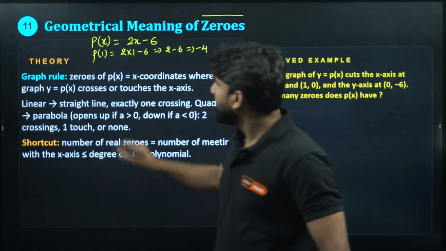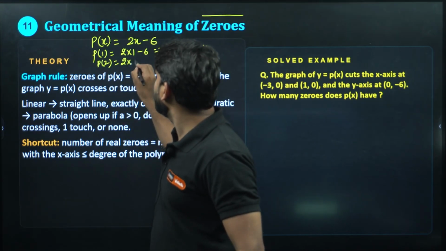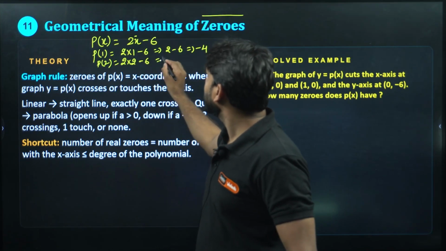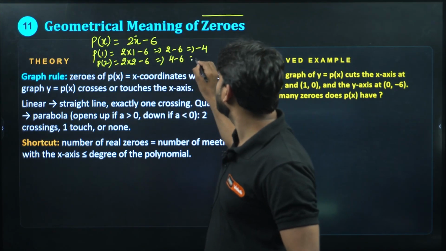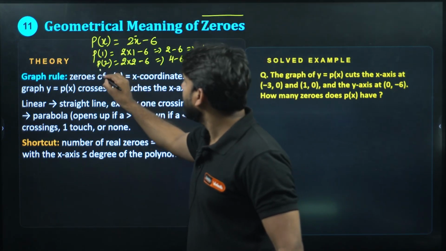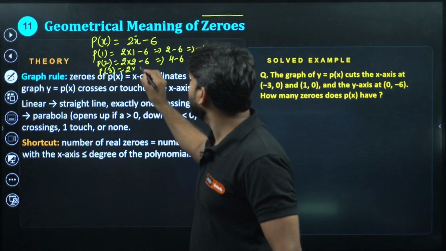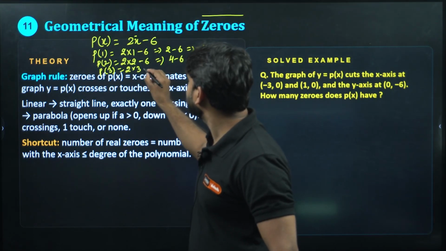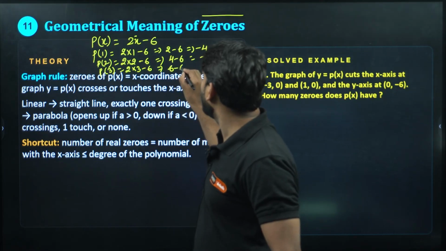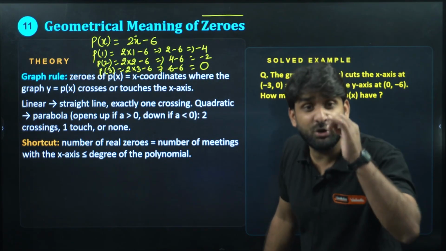Clear everyone? Now put 2. If I put 2 here, this will be 2 into 2 minus 6, because in place of x we are putting 2. So this is 4 minus 6, which is equal to minus 2. Clear everyone? Now in place of x I am putting 3. So this is 2 into 3 minus 6. So 2 into 3 is what? 6. Oh my God! The result has become 0.